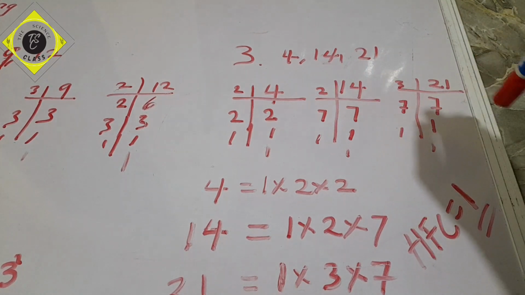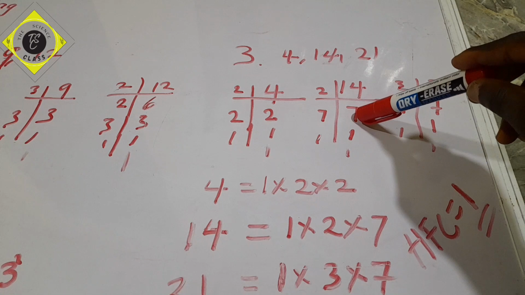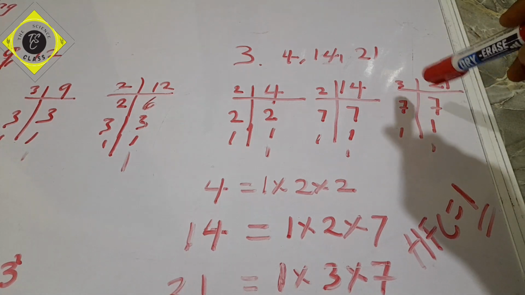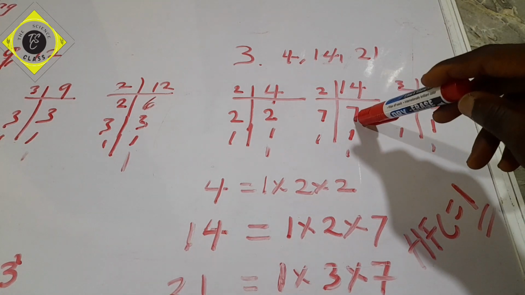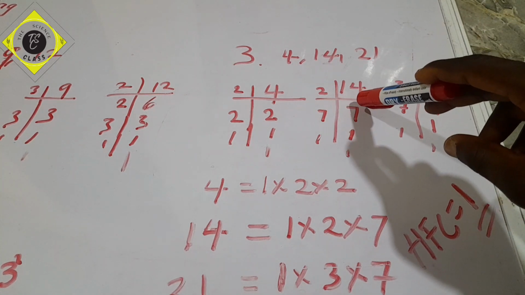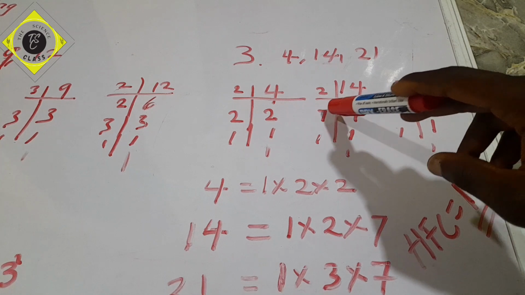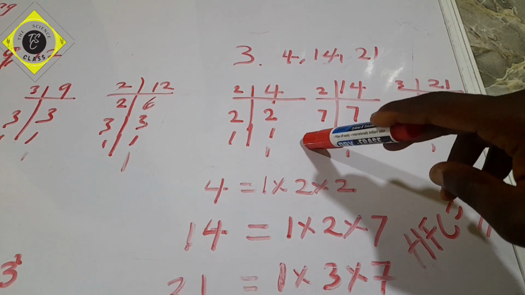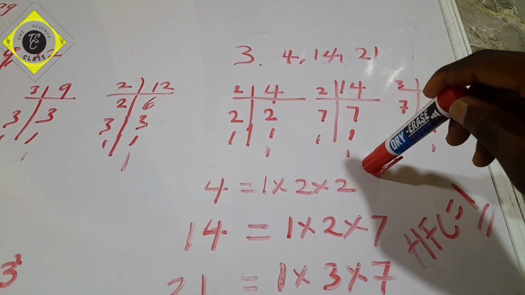We'll go to the next prime number, which is 3. 7 cannot divide 3. Go to the next prime number, which is 5. 5 cannot divide 7. So go to the next prime number, which is 7. 7 can divide 7. So we say 7 divided by 7 gives us 1. 1 divided by 1 gives us 1.